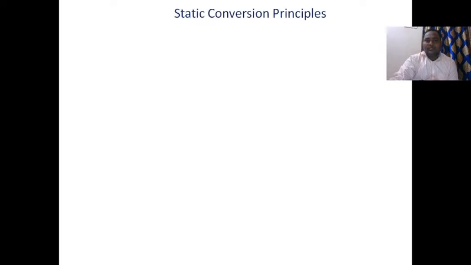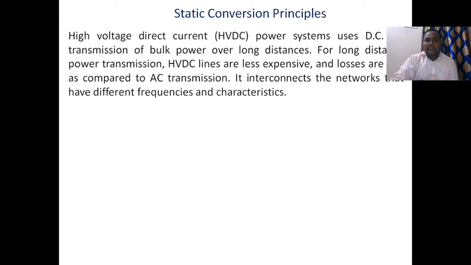The first topic is static conversion principles. HVDC, or high voltage direct current power system, uses DC for transmission of bulk power over long distances. For long distance power transmission, HVDC lines are less expensive and losses are less as compared to AC transmission. It interconnects networks that have different frequencies and characteristics.